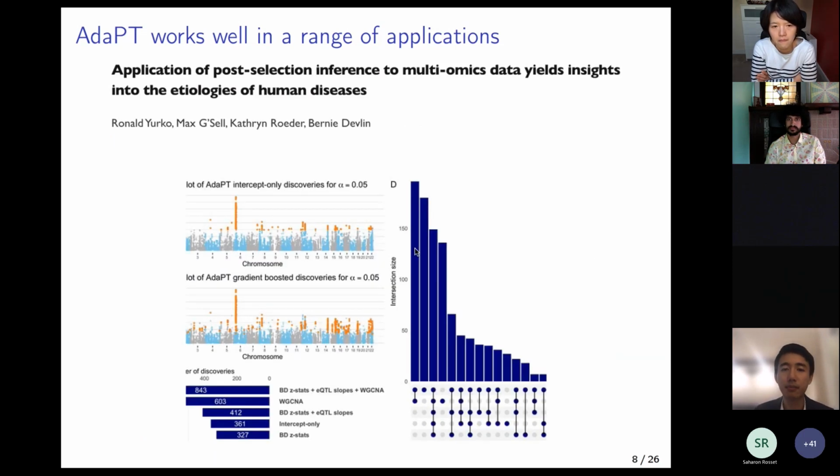And there's another very exciting paper published in PNAS by Ron Yokuro, Max Giselle, Catherine Rader, and Bernie Devlin. This paper applied ADAPT on multi-omics data with different traits. For example, one trait they are most interested in is schizophrenia. And they found that if they use a lot of covariates from other omics data, they can find significantly more rejections. So in a nutshell, ADAPT has already worked well in many applications, not just by us, but also by biologists.